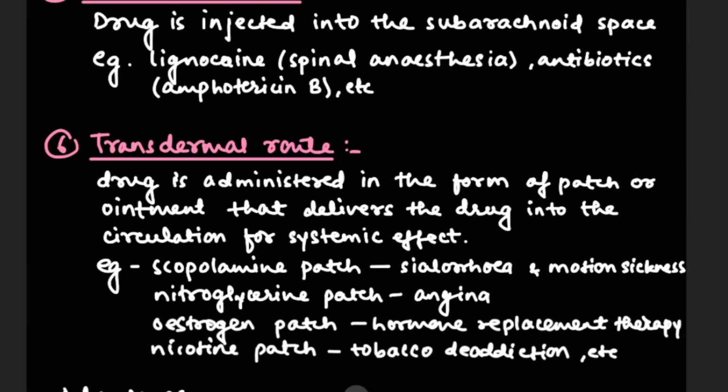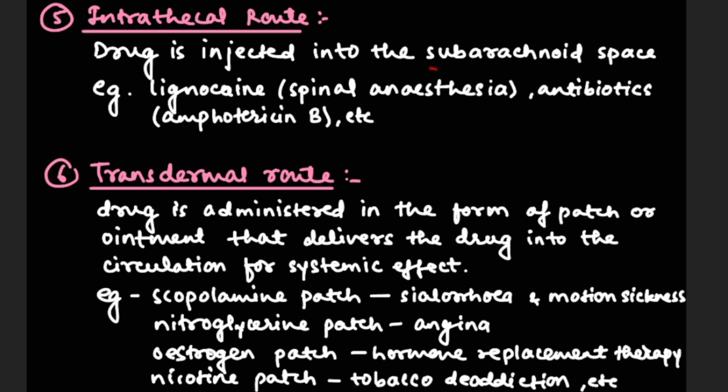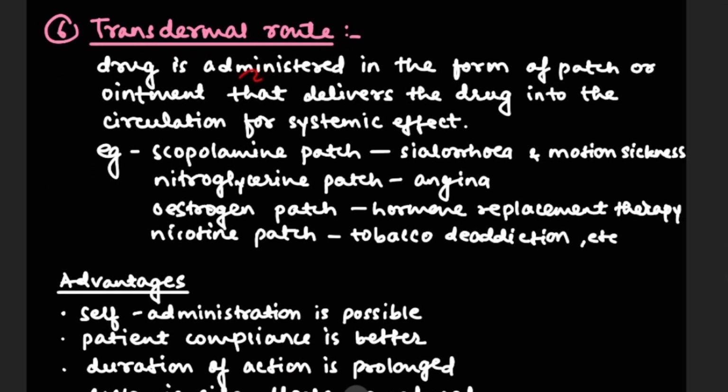The next is the intrathecal route. Here the drug is injected into the subarachnoid space, such as lignocaine in spinal anesthesia, amphotericin B as an antibiotic. The next is the transdermal route. Here the drug is administered in the form of a patch or ointment that delivers the drug into the circulation for the systemic effect.